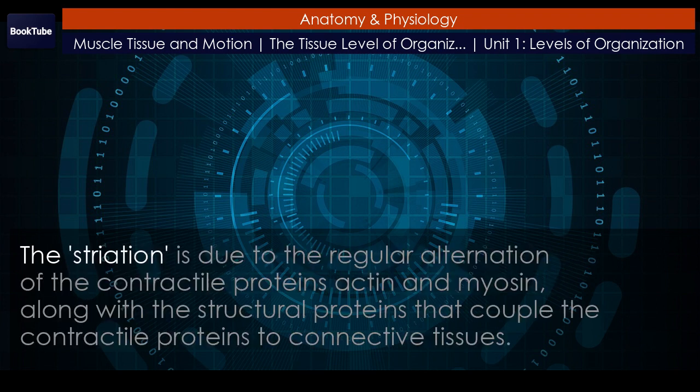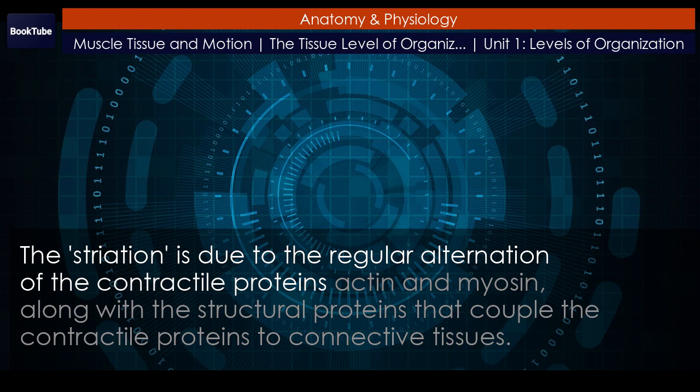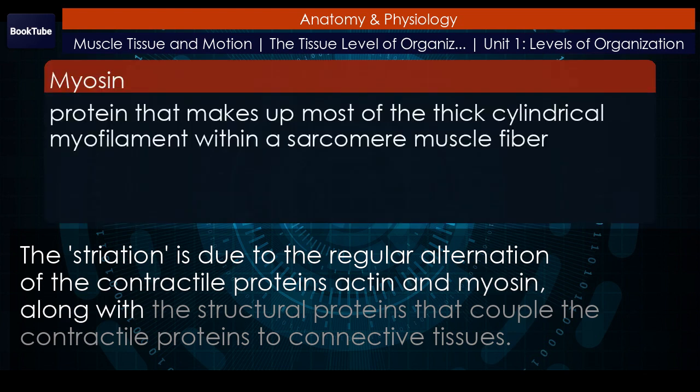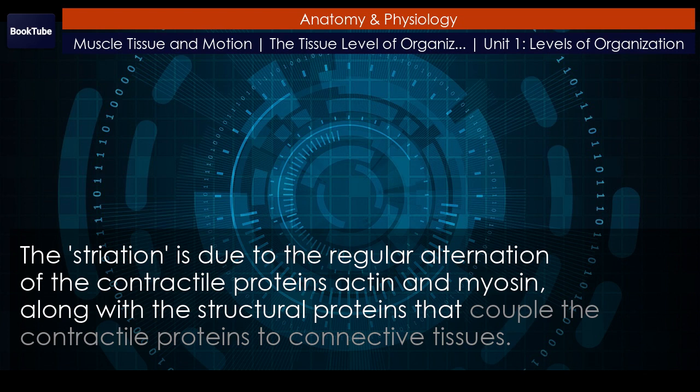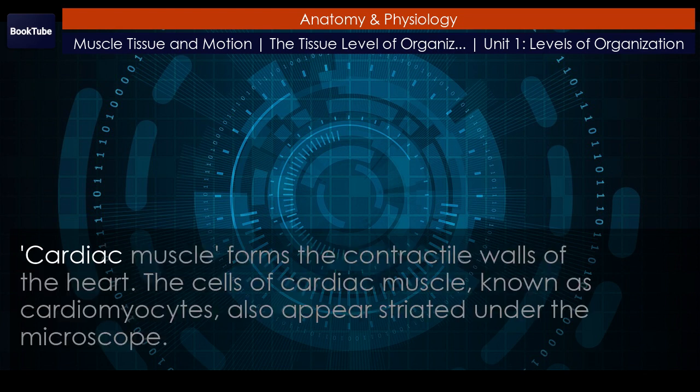The striation is due to the regular alternation of the contractile proteins actin and myosin, along with the structural proteins that couple the contractile proteins to connective tissues. The cells are multinucleated as a result of the fusion of the many myoblasts that fuse to form each long muscle fiber. Cardiac muscle forms the contractile walls of the heart.